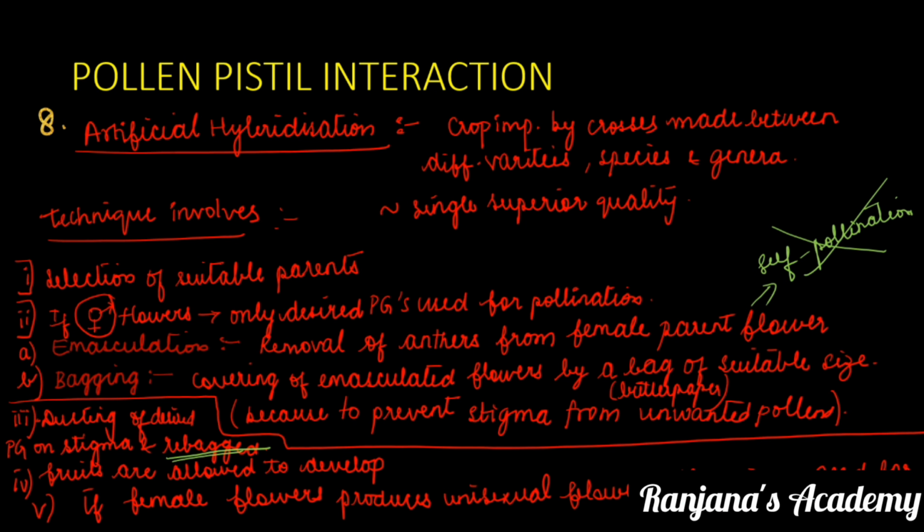If the plant produces unisexual flowers, there is no need for emasculation. What do you mean by this point? Emasculation is not required. Why? It will already have only one sex. In that case, it is not required.